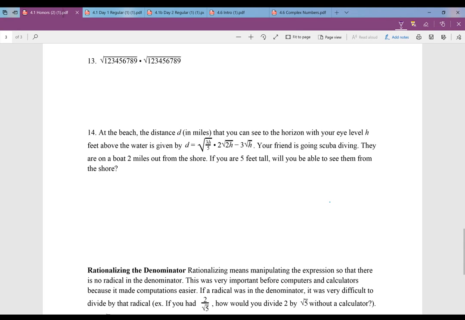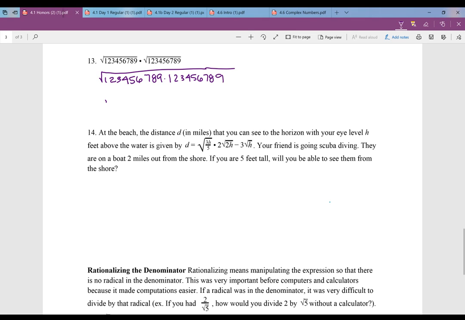All right, let's look at number 13. We have the square root of 123456789 times the square root of 123456789. So from our product property rule, we know we're just going to multiply those together under the root, times 123456789.